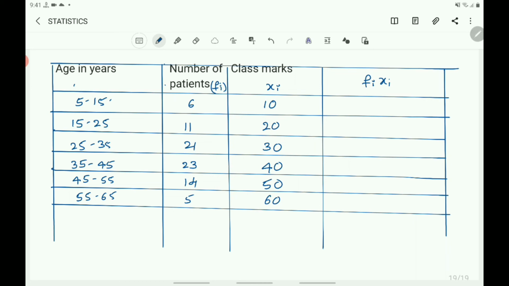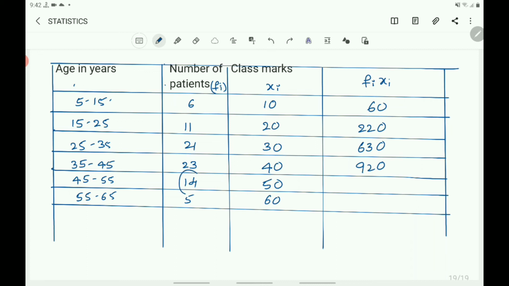Now next find Fi Xi. Find the product of Fi and corresponding Xi. Now 10 6s are 60. 11 20s is 11 2s are 22, 11 20s is 220. Then 21 30s is 21 3s are 63, so it is 630. Then 23 40s is 23 4s are 92, so it is 920.